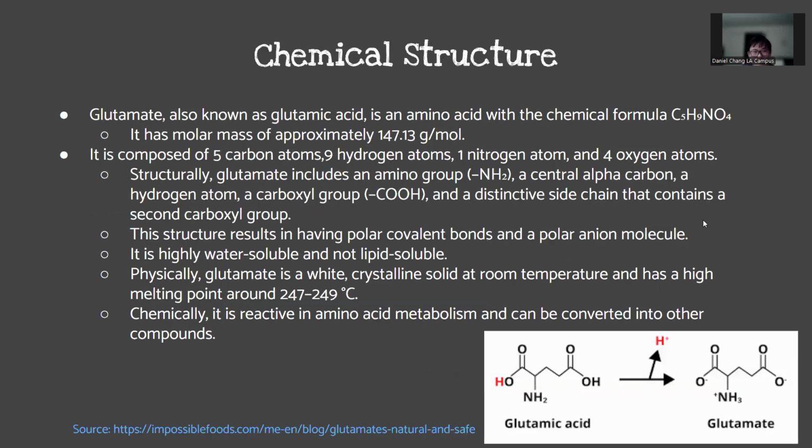Glutamate is also known as glutamic acid, and it's an amino acid with a chemical formula of 5 carbon atoms, 9 hydrogen atoms, 1 nitrogen atom, and 4 oxygen atoms. It has a molar mass of approximately 147.13 grams per mole, and structurally it has an amino group, a central alpha carbon, a hydrogen atom, and two carboxyl groups. This structure has polar covalent bonds with a polar anion molecule.